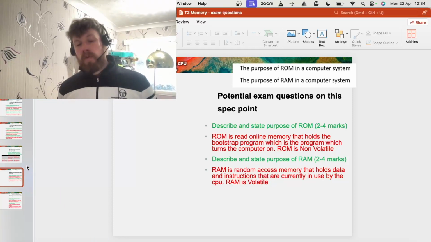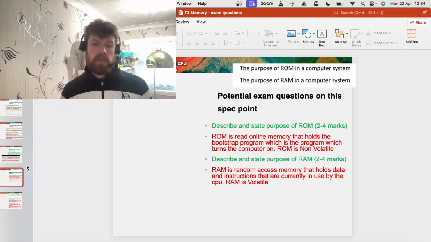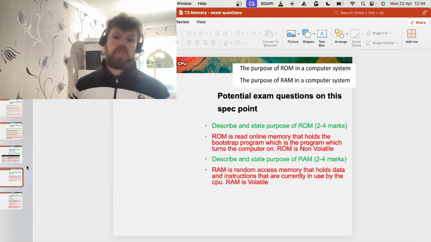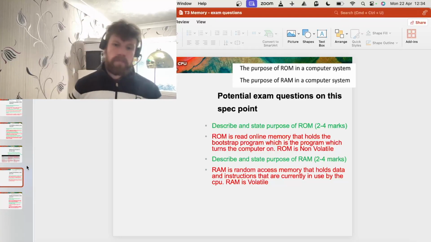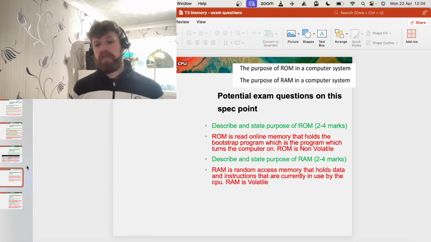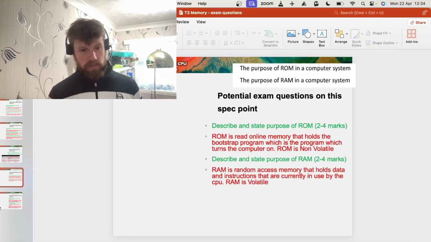Again, we've gone through this in the last slide, but here are a couple of quick questions on it: the purpose of ROM and the purpose of RAM, just to make it a bit more succinct. Describe and state the purpose of ROM. ROM is read-only memory that holds the bootstrap program, which is the program which turns the computer on. ROM is non-volatile, just a little extra point there. Describe and state the purpose of RAM. RAM is random access memory that holds data and instructions that are currently in use by the CPU. RAM is volatile.